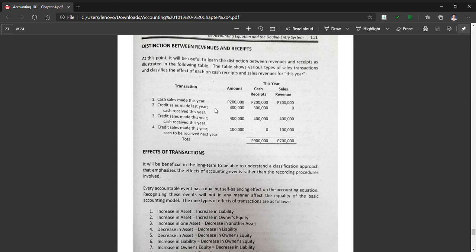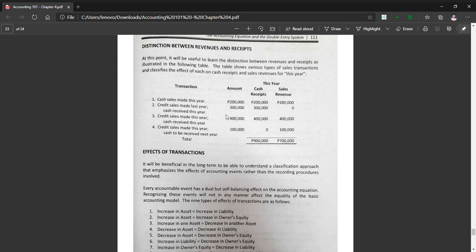hindi siya this year. Number 3, credit sales made this year and cash received this year. Okay, so in this transaction, meron tayong sales or nagbenta tayo this year, tapos nakakollect din tayo this year. So hindi sila agad nagbayad ng pera, pero nakakollect naman tayo the same year. Right? So in this year, we received 400,000. So we will be recording yung cash, 400,000.